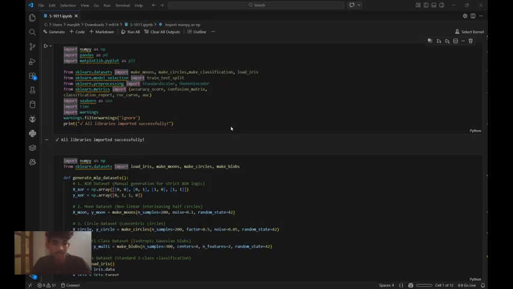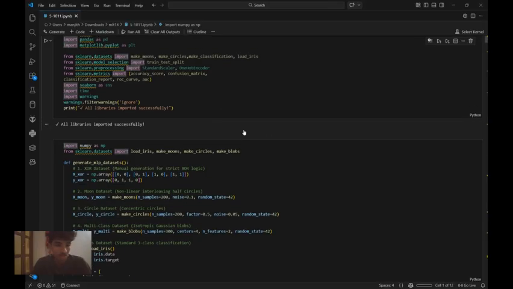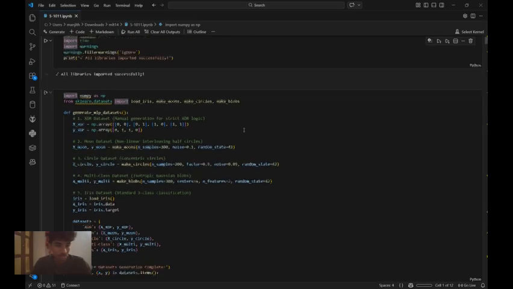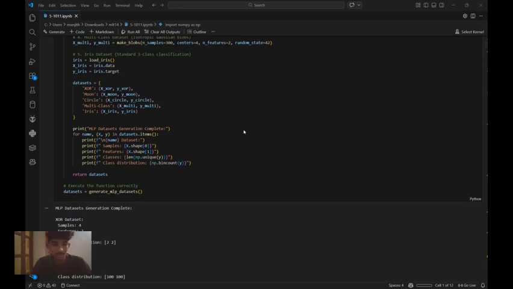Defining independent x and dependent y variables. This is the second question. In these datasets, x is a matrix of coordinates or physical measurements. Y is the ground truth. For multiple class problems like Iris, the code uses one-hot encoding to convert class numbers 0, 1, 2 into binary vectors like 1, 0, 0, which allows the model to calculate probabilities for each class separately.